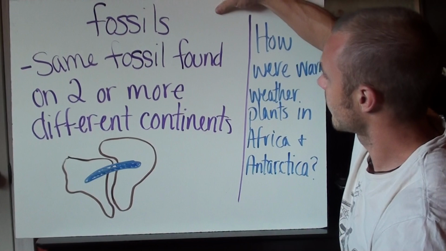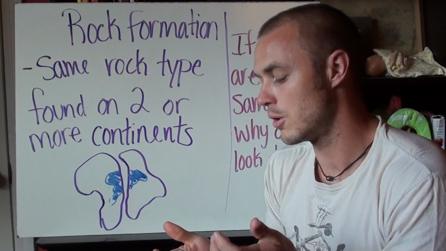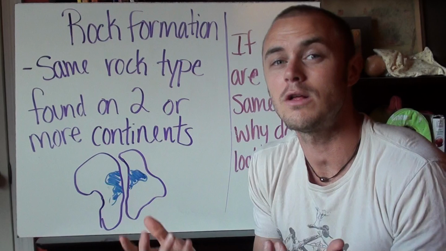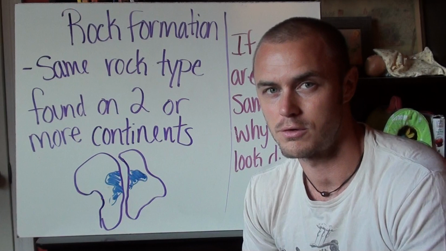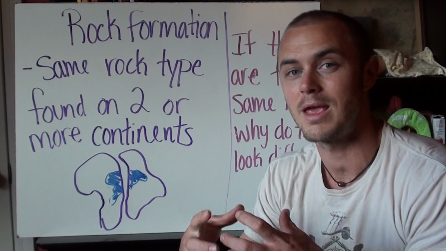Next are rock formations. Now, if you don't know a whole lot about rocks, if you look at two of them, this one's white with black specks, and this one's white with black specks, or this one's tan, and this one's tan, they look alike. However, rocks have very unique chemical signatures in them. They're almost kind of like a human's DNA. The only way to get the same rock type found on two or more continents is if those rocks came from the same pool of magma.